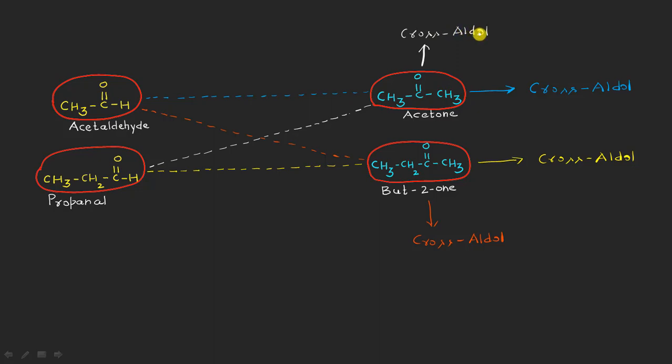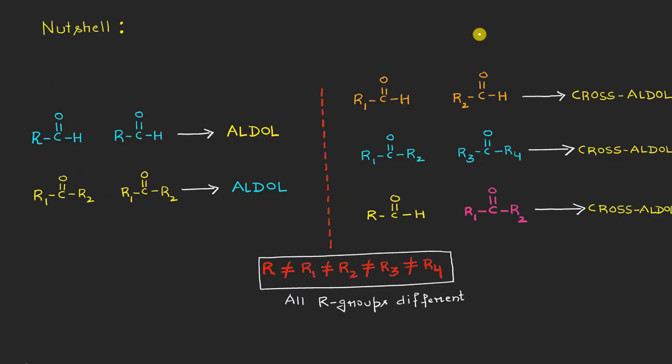So in a nutshell, I can say, if the reaction is taking place between the same type of aldehydes, which you can see here, these two aldehydes are the same, or between the same type of ketones, in that case it will result in the formation of an aldol product, right? You can see the different R groups here, for example R, then R1, R2, R3, as well as R4. They are not the same, they are totally different, right?